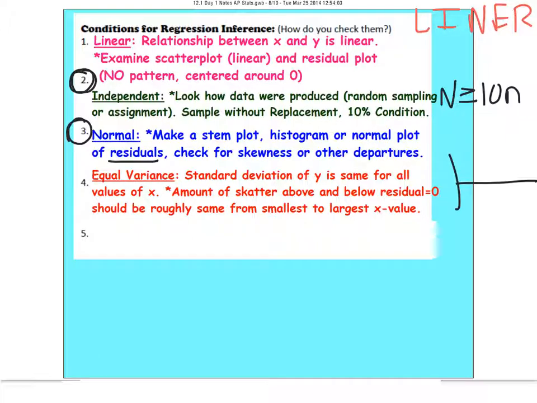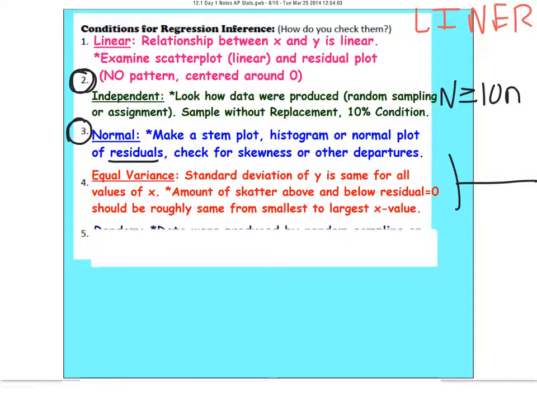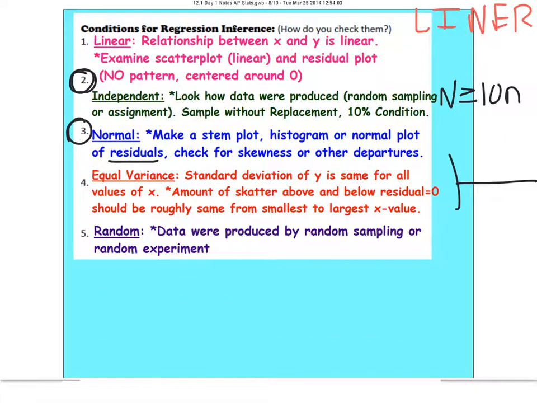And then the last one is R, which is also going to stand for our good old randomness that we're used to. So really, that random, independent, normal condition is seen in these 5 conditions. Here for randomness, were the data produced by random sampling or a random experiment? So technically, I would say there are really 2 more new conditions you have to check with a linear regression, which would be the L and the E components.